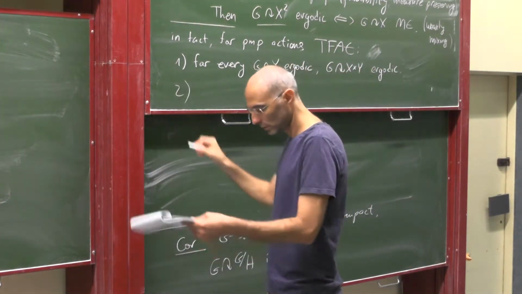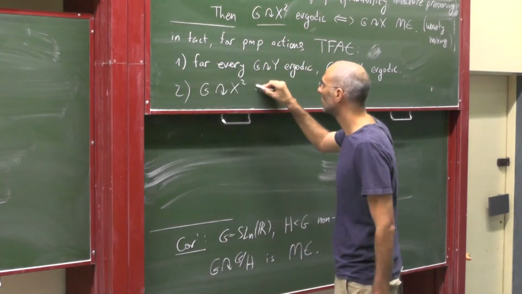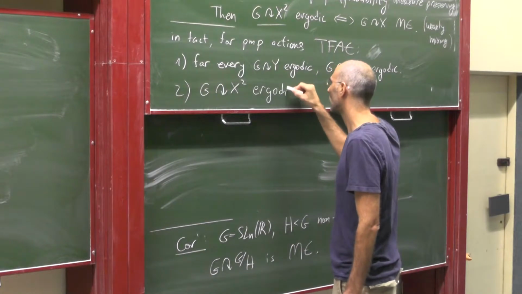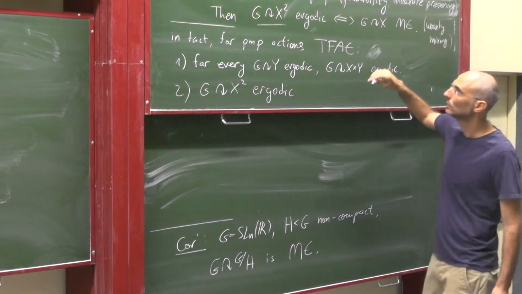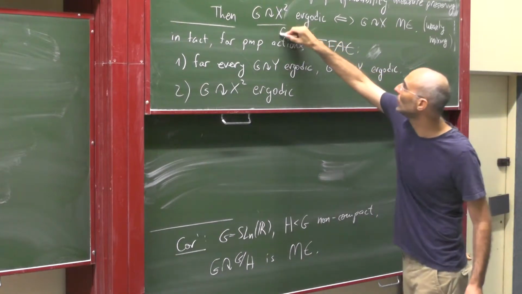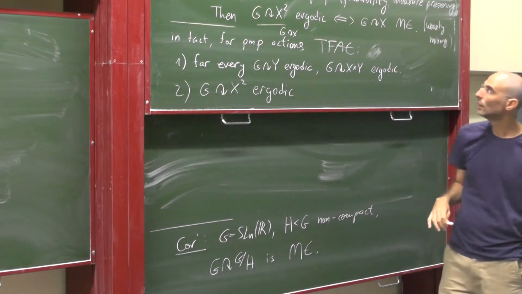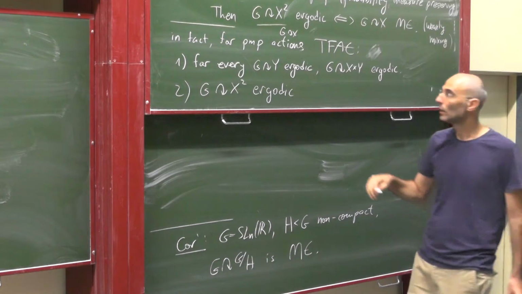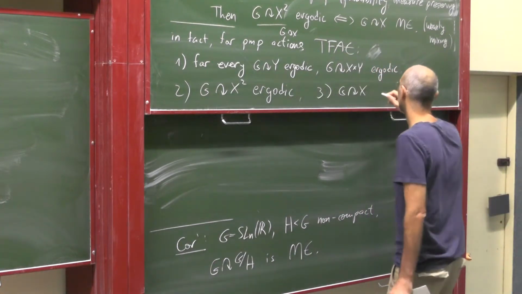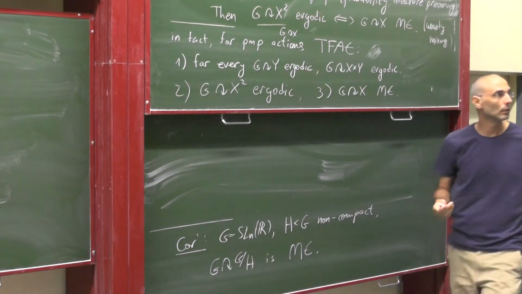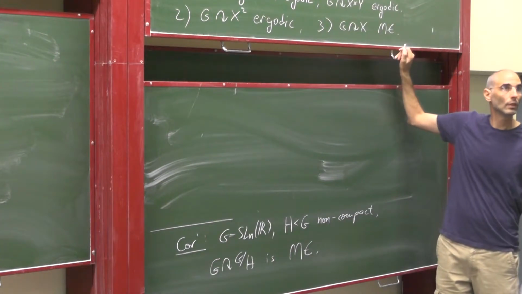2. Doubly ergodic. These are all properties of G acting on X. G acting on X is given, and 1, 2 so far are properties of the action on X. And 3, G acting on X is ME. Any question about this formulation?